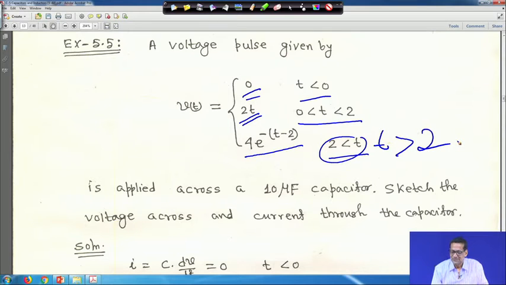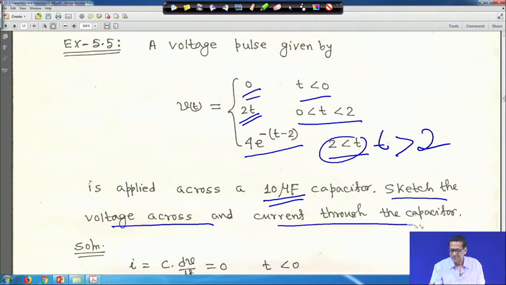So this voltage is applied across a 10 microfarad capacitor for this time duration. We have to sketch the voltage across the capacitor as well as the current passing through the capacitor. Now this voltage is given, so you can easily sketch it from 0 to infinity: 2t between 0 and 2, and then the exponential for 2 to infinity.